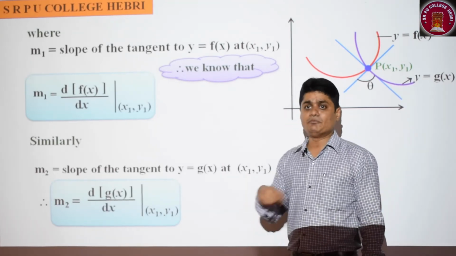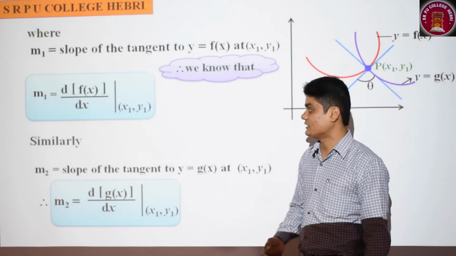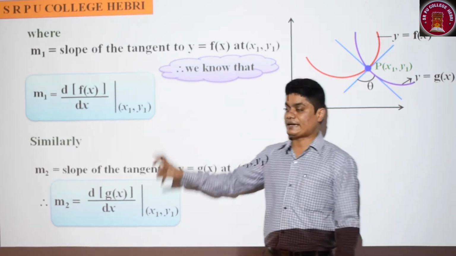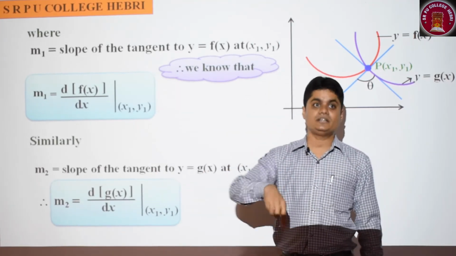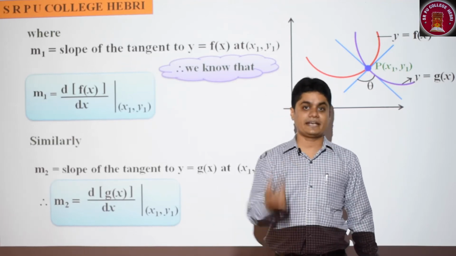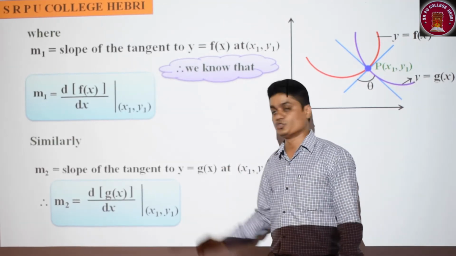Why? m1 represents what actually? Slope of the tangent. So what do you mean by slope of the tangent? Differentiation of the curve. To get m1, which is the slope of the first tangent, you differentiate the curve at the given point. Similarly for m2, differentiate the second curve at the point x1 y1. So you'll get m1 and m2.